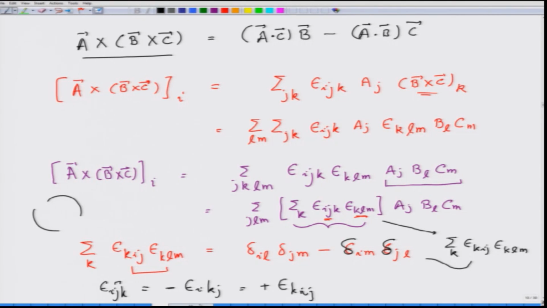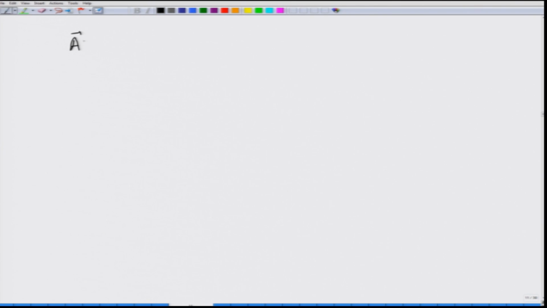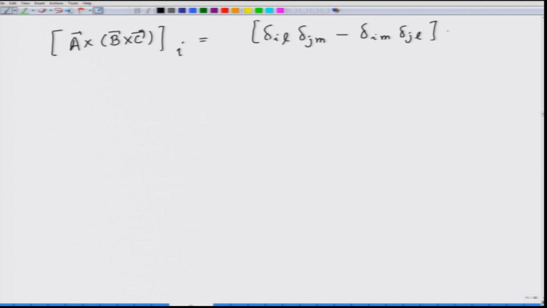All right. So I can now easily express the ith component of A cross B cross C as delta i l delta j m minus delta i m delta j l from the previous place, A j B l C m, summation over j, l and m. Notice I have to sum over j, l and m, because on the left hand side there is only the ith component. So all j, l and m should go away.